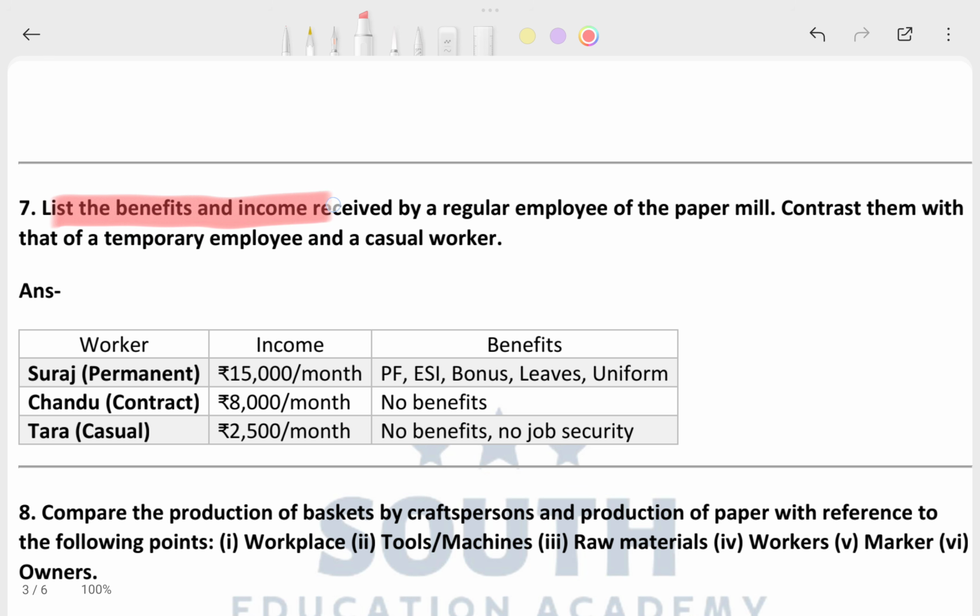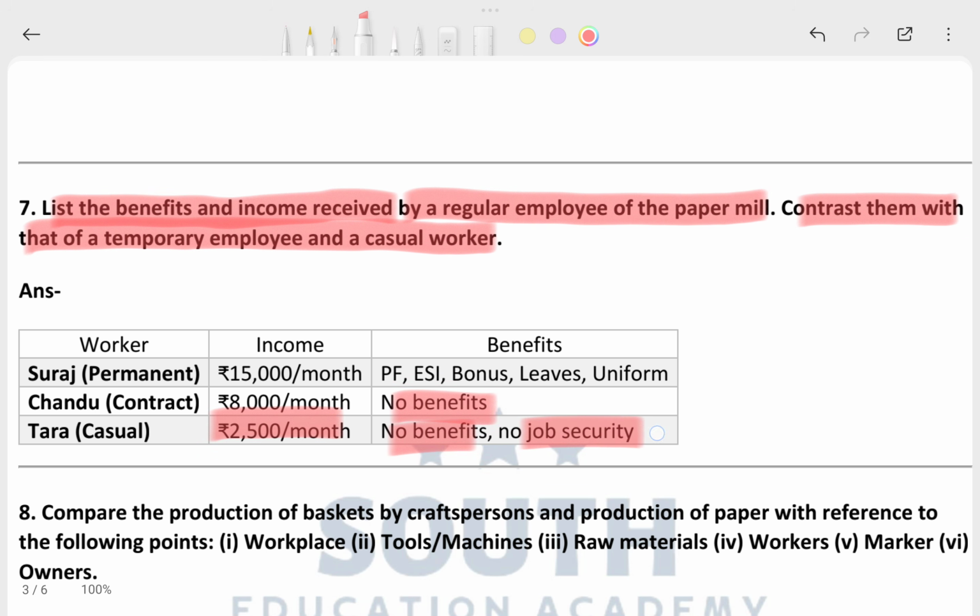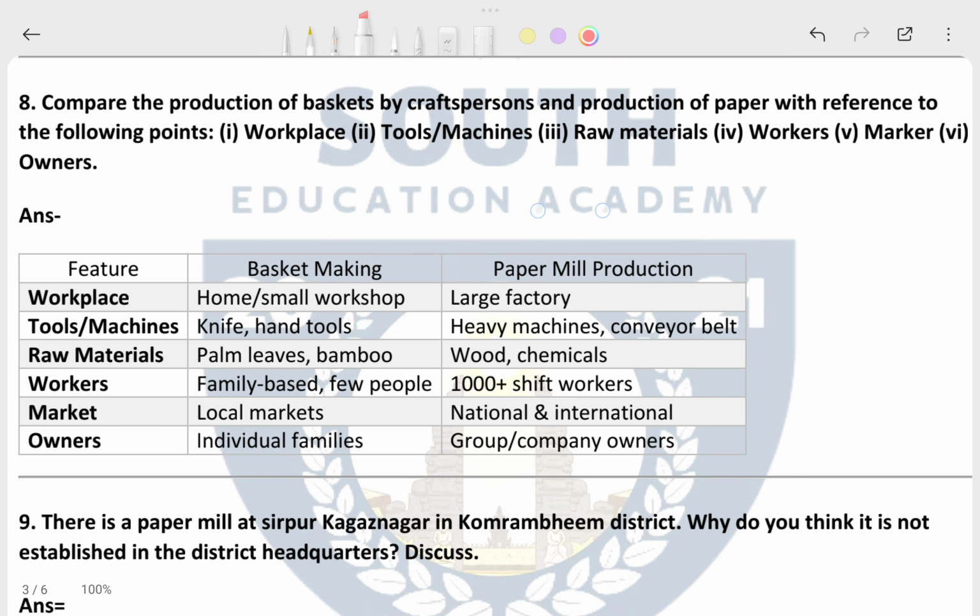List the benefits and income received by the regular employees of the paper mill. Contrast them with the temporary employees and the casual workers. So this is your answer. Like, this is a permanent worker, 15,000 with benefits like PF, ESI or whatever it is. A contract worker is getting 8,000 a month and no benefits. And a casual worker will get very low income, no benefits, no job security. So I hope it is clear. Then let's see the eighth one.